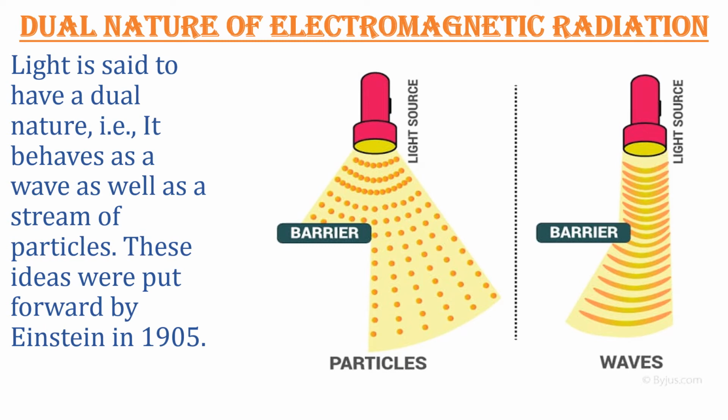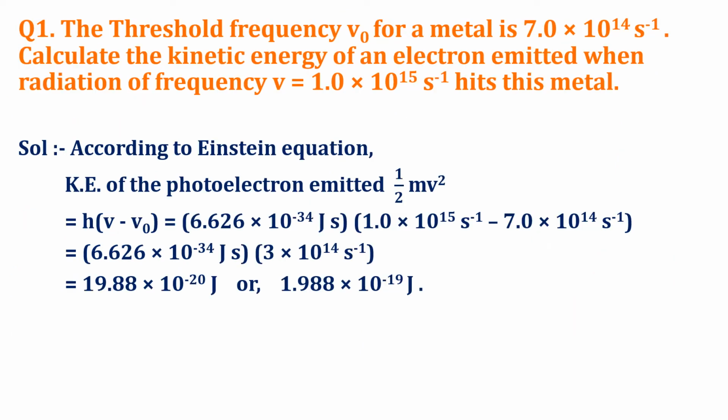You can see over here the particle nature and wave nature of light. These ideas were further put forward by Einstein in 1905. So this is all about the dual nature of electromagnetic radiation. You will read about the duality of electromagnetic radiation later on in higher classes. So let us solve some questions now.